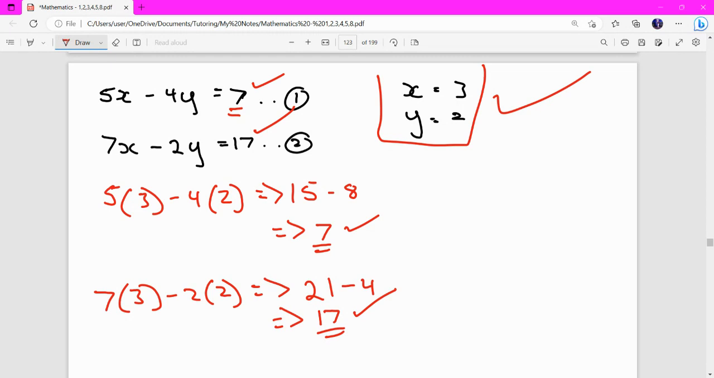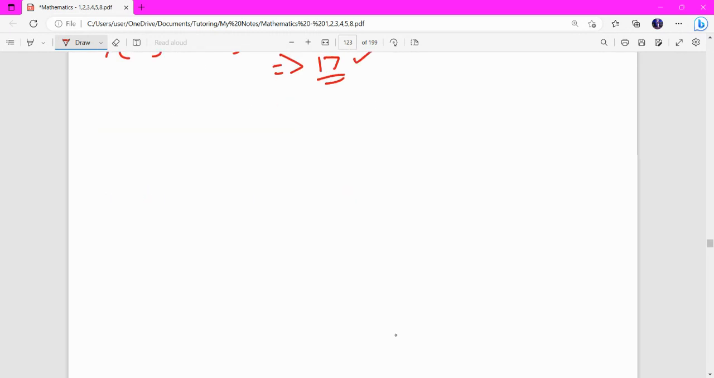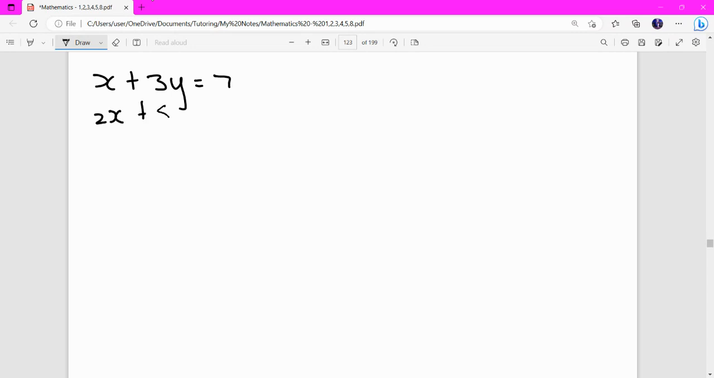So let me show you all the next method. It's called the substitution method. Say you have x plus 3y is equal to 7, and you have 2x plus 5y that is equal to 8. So the first step is to label them equation 1 and equation 2.